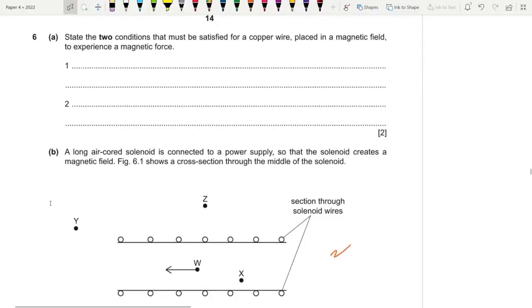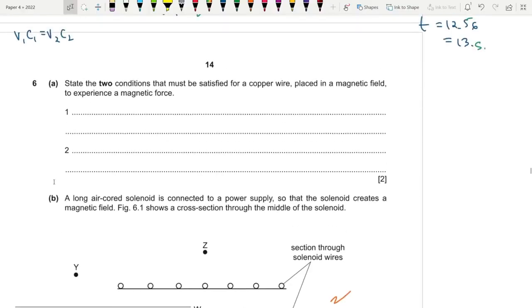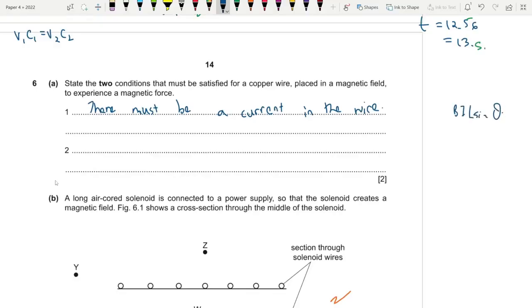Number 6. State the conditions that must be satisfied for a copper wire placed in a magnetic field to experience a force. We know that F is equal to BIL sin theta, right? So to experience a force, it must have current flowing through it, okay? So there must be a current in the wire, right? Also, it must not be parallel to the field lines. It must have an angle with the field line, because we know that it's BIL sin theta. So we actually take the perpendicular component, yeah?